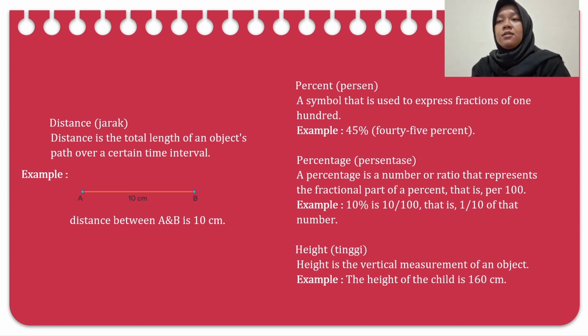Next, we have percent, or in bahasa we say persen, a symbol that is used to express a fraction of 100. Example, this is 45%. Next, we have percentage, or in bahasa we say persentase. A percentage is a number or ratio that represents the fractional part of a percent, that is per 100. Example, 10% is 10 over 100, that is 1 over 10 of the number.